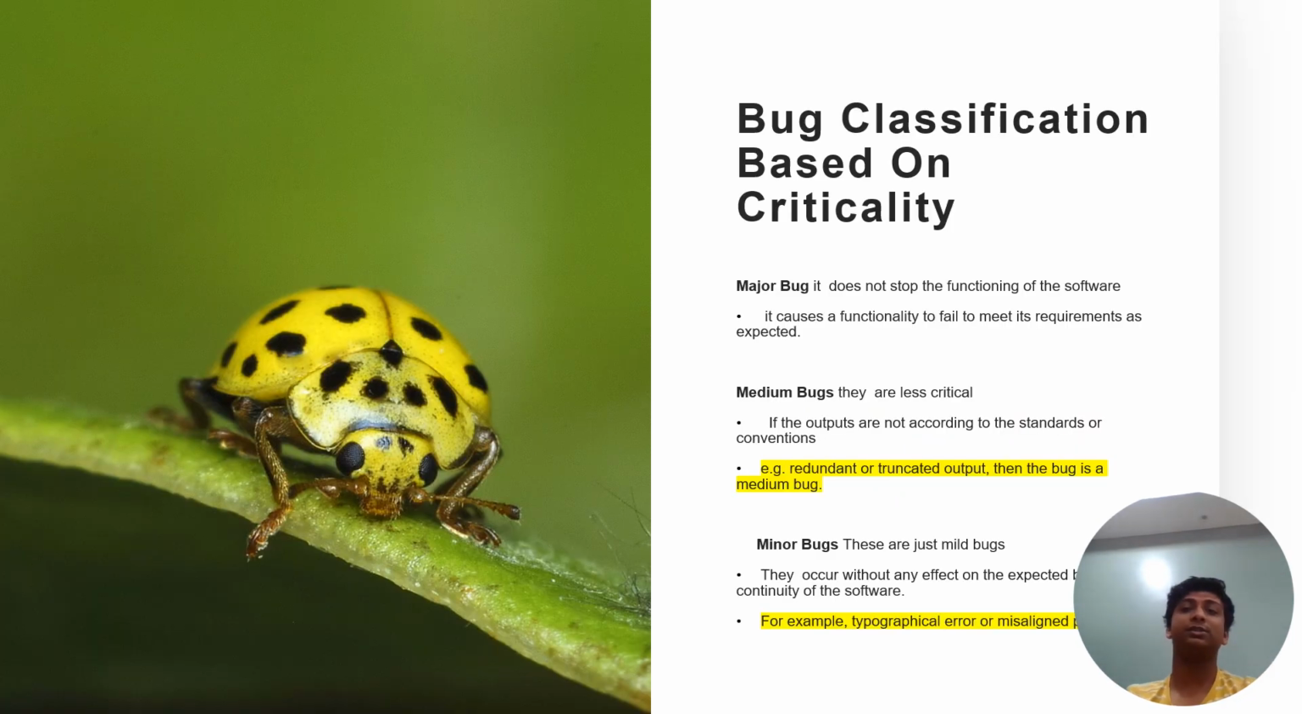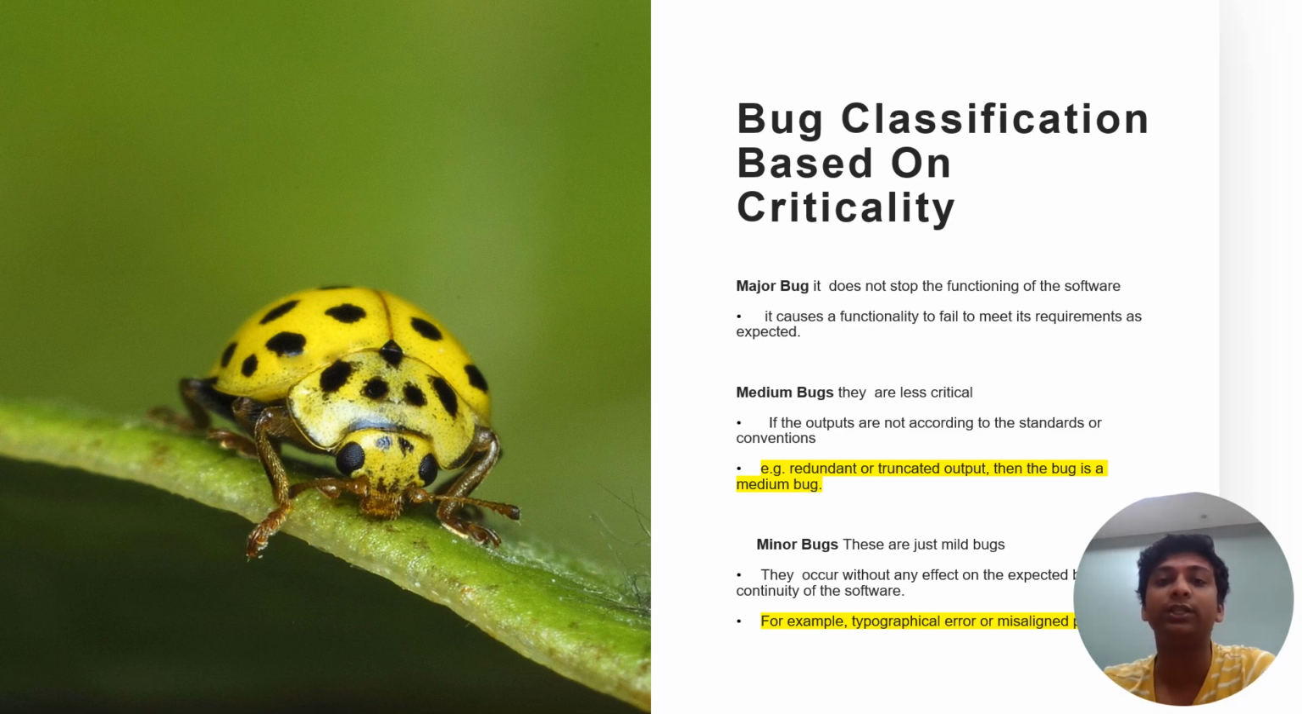Bug classification based on criticality. Okay, now we are going to talk about the bug classification based upon criticality. Major bug, it does not stop the functionality of software. Okay, there are three: major bug, medium bug, minor bug. In a major bug, it does not stop the system.